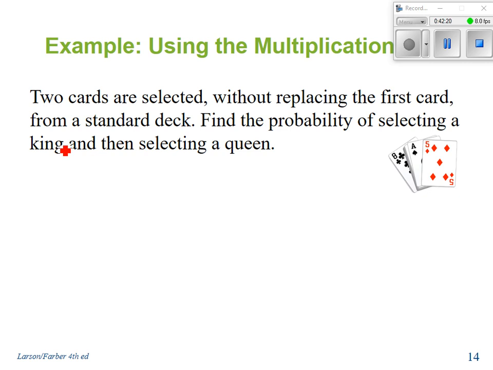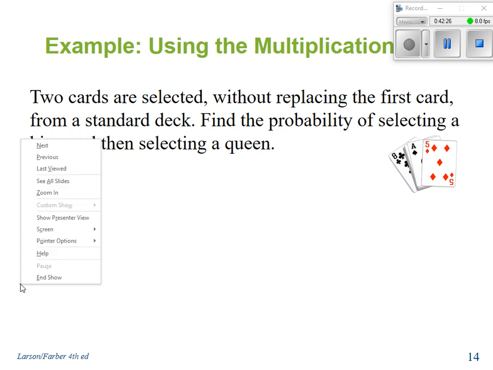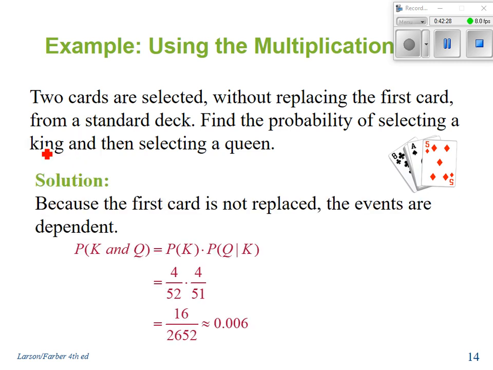Two cards are selected without replacing the first card from a standard deck. Find the probability of selecting a king and then a queen. We just did that. So it'd be 4 out of 52 times 4 over 51. What do we know about this event? It's unlikely. That's not just unlikely, it's unusual.